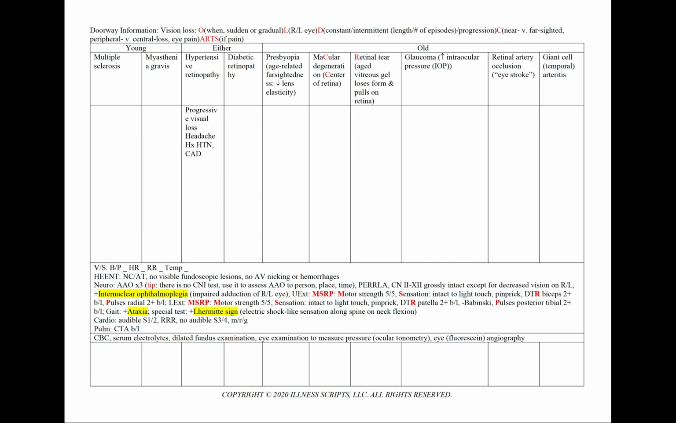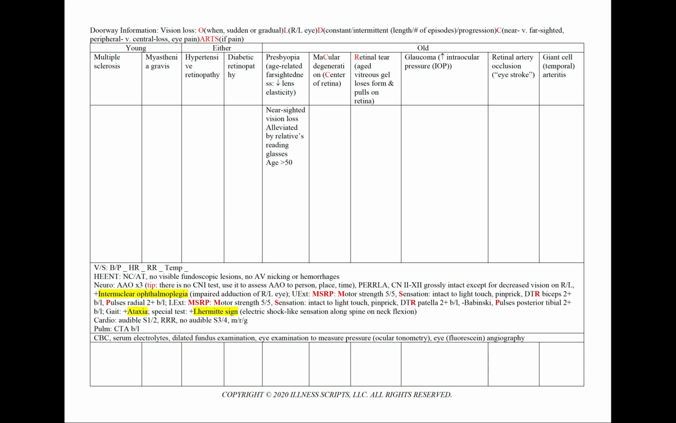In hypertensive retinopathy, we'll see progressive visual loss with a headache and a history of hypertension or coronary artery disease. In diabetic retinopathy, we'll also see progressive visual loss, now with peripheral neuropathy and a history of diabetes, and we'll add a serum glucose and A1C.